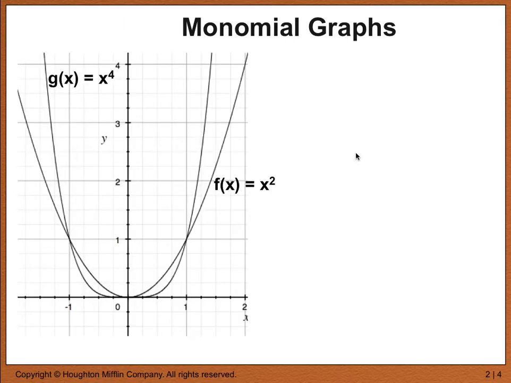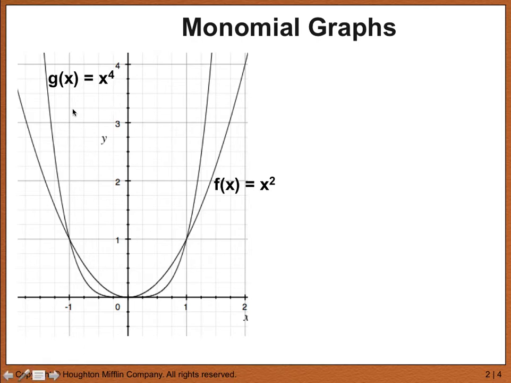Now we're going to talk a little bit about monomial graphs. If polynomial means that there are several terms, well, monomial means there's only one term. So let's just take a look at some monomial graphs because they're going to help us understand polynomials. Here are some monomials, and you see that g of x here is x to the 4th power, and f of x here is x to the 2nd power, which is simply read x squared. But these are both monomials.